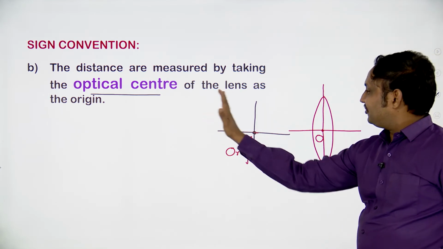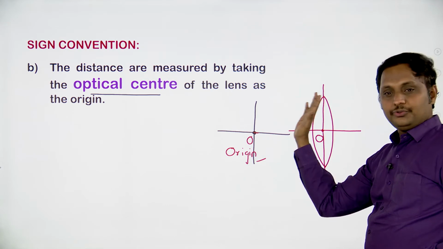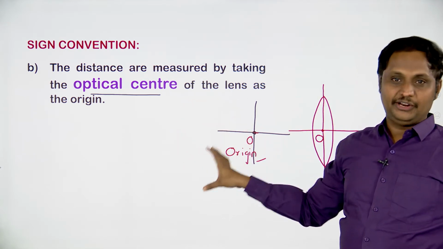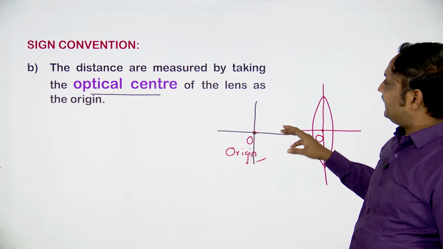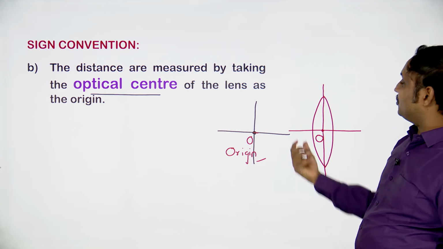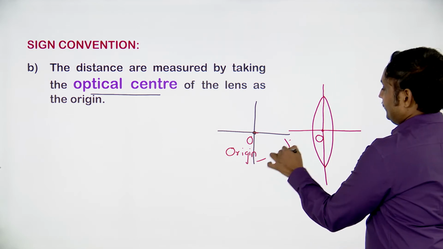The direction of incident light is going to be positive. Opposite to the direction of incident light is going to be negative. We just have to consider this. The distances are measured by taking the optical center of the lens as the origin. It's very clear.